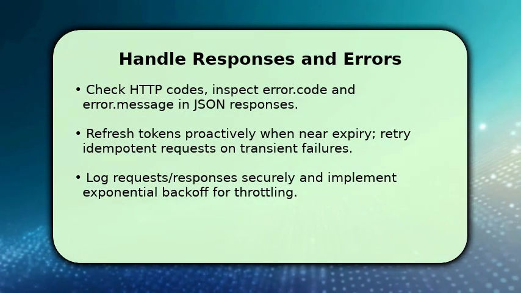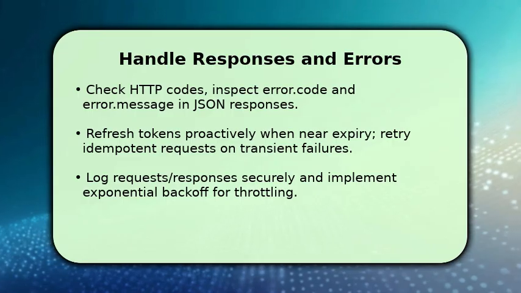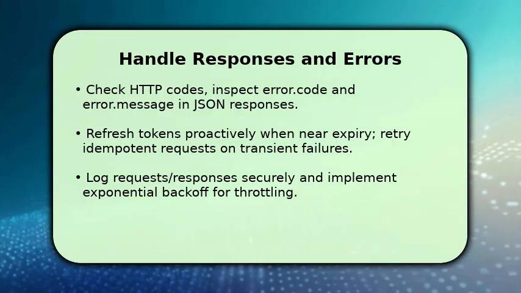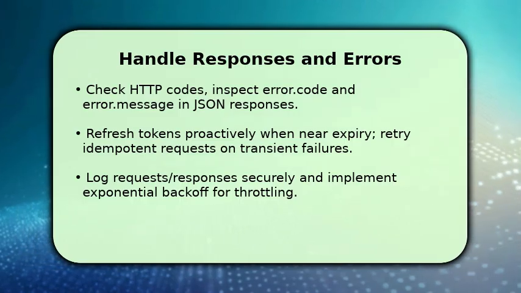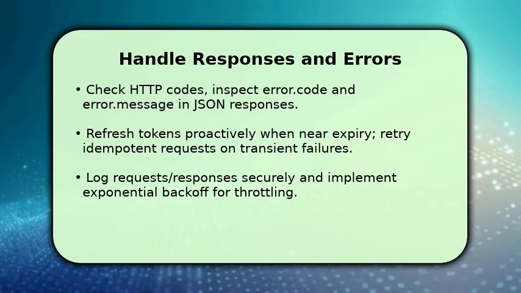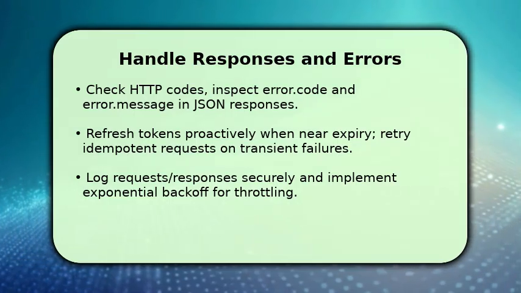Inspect HTTP status codes and the JSON error object to determine corrective action. If the access token is near expiry, use the refresh token to get a new one before calls fail, and retry idempotent requests when transient network or 429 errors occur.